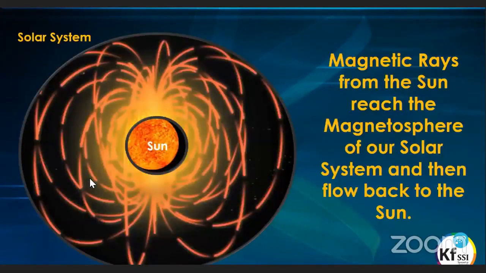So one has to take a view that our solar system operates just like a smaller plasma. And when the magnetic rays from the sun reach the magnetosphere of our solar system, they then flow back into the sun. And we've obviously got the different planets in different positions within that solar system. But essentially the magnetic rays are traveling from the central sun out and back in again.